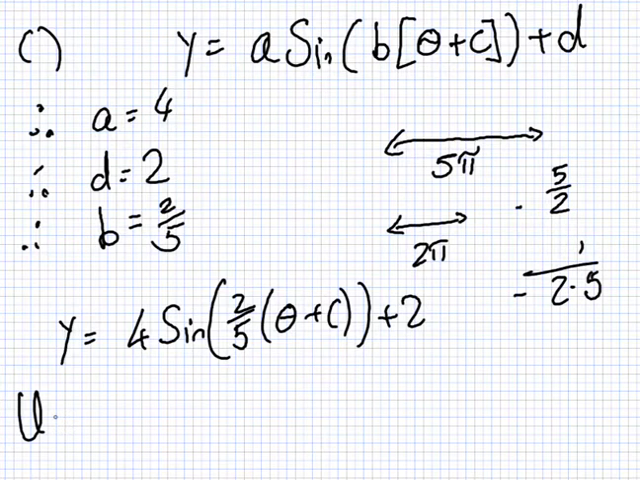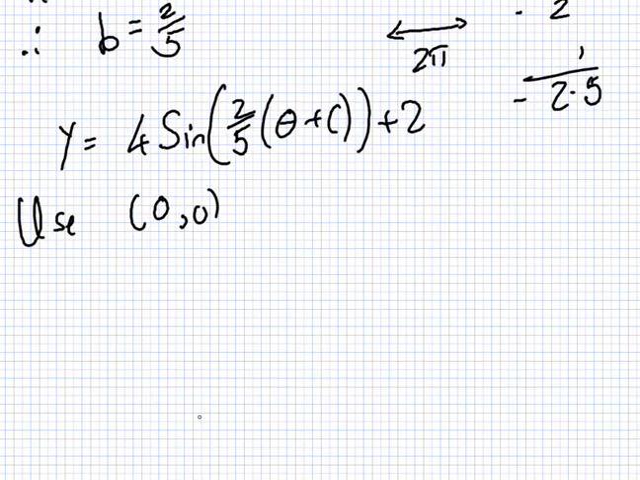I think I'll use 0. Wait, does this go through 0, 0? Yeah, it does. 0, 0 is on the graph. So I'll use 0, 0. It passes through the origin. Do you see that? It goes through 0, 0. So I'll use 0, 0. That's the easiest one to use.